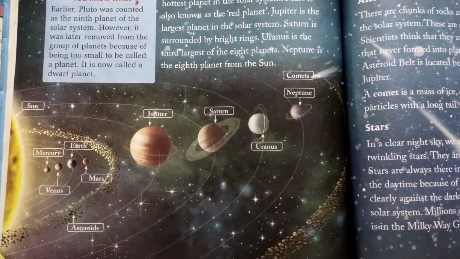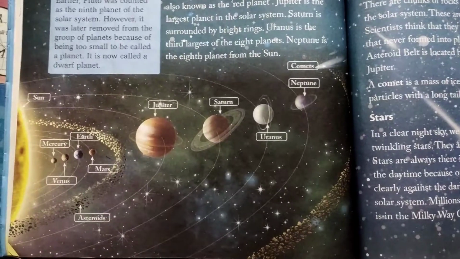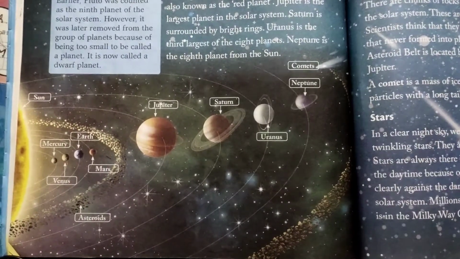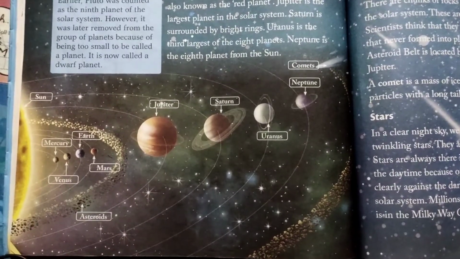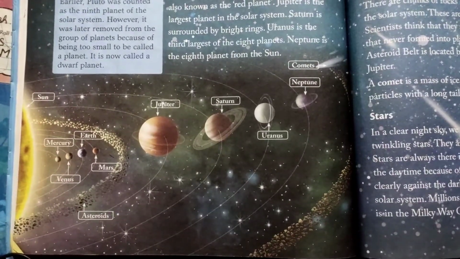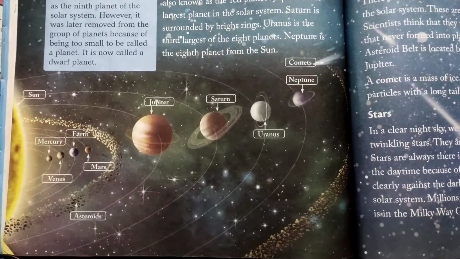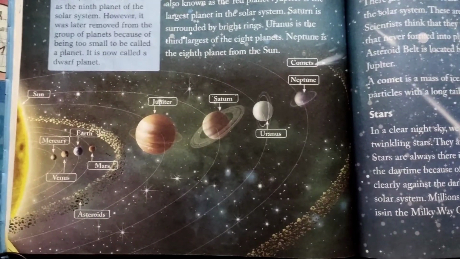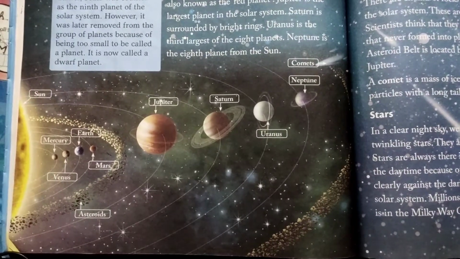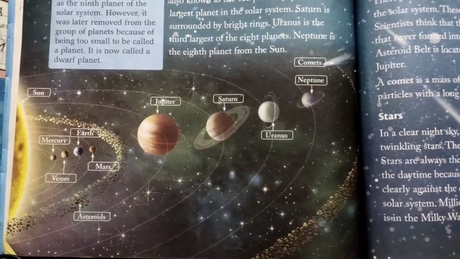So students, you can see here in the solar system diagram that Mercury is very close to the sun. The first planet is Mercury and it's closest to the sun. Then we have Venus. Venus is very hot, it is known as the hottest planet. Then you can see Jupiter is there. Jupiter is the largest planet in the solar system. As you can see the size of Jupiter, it's very big.